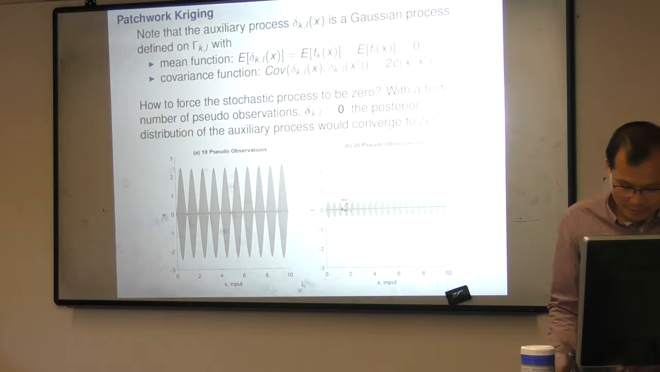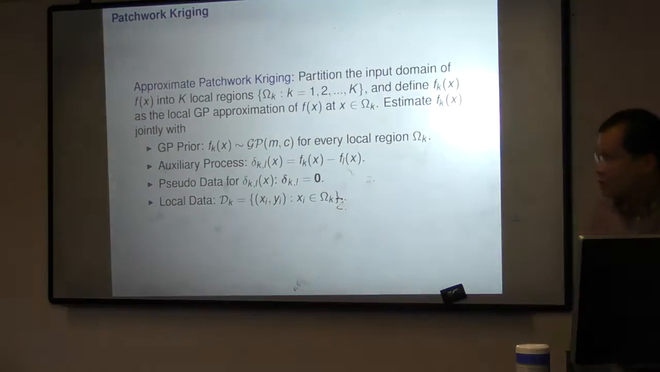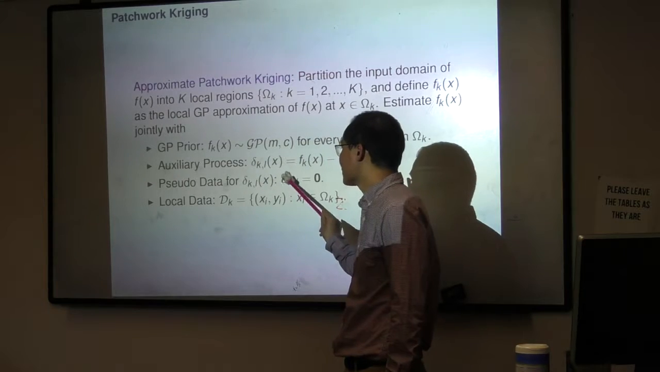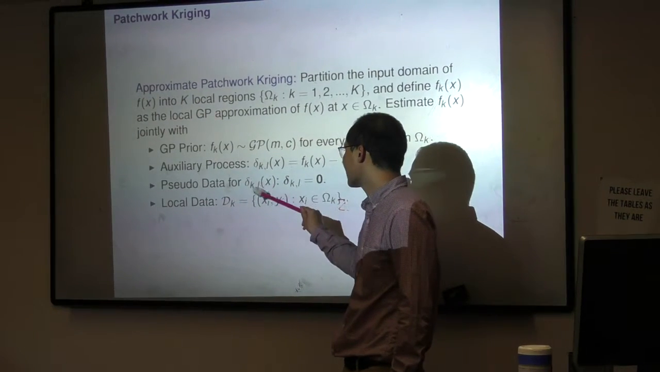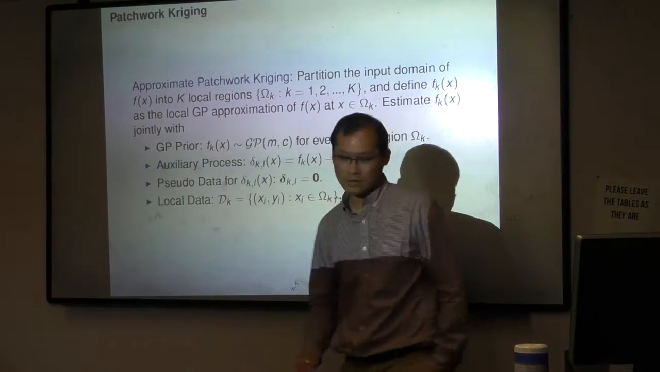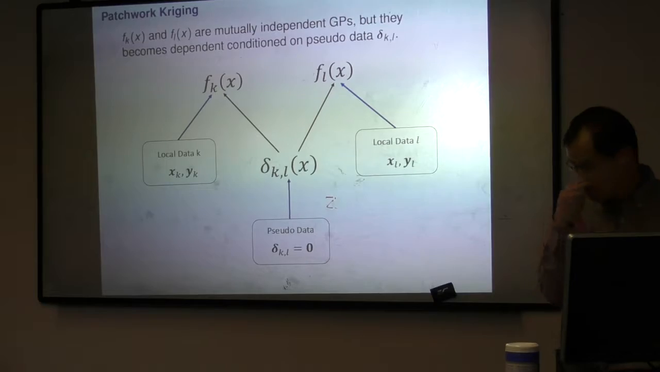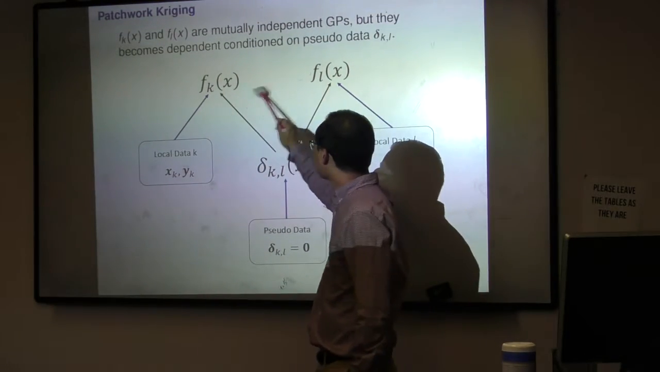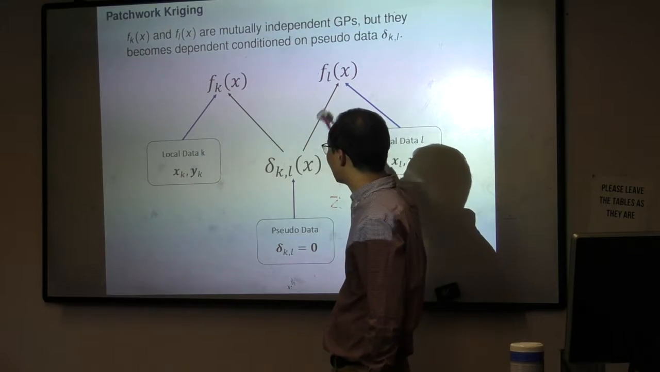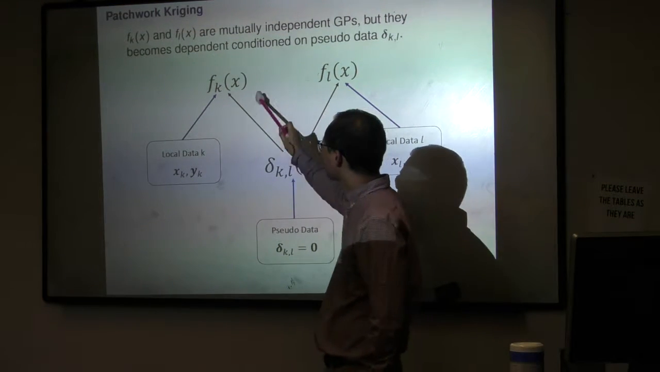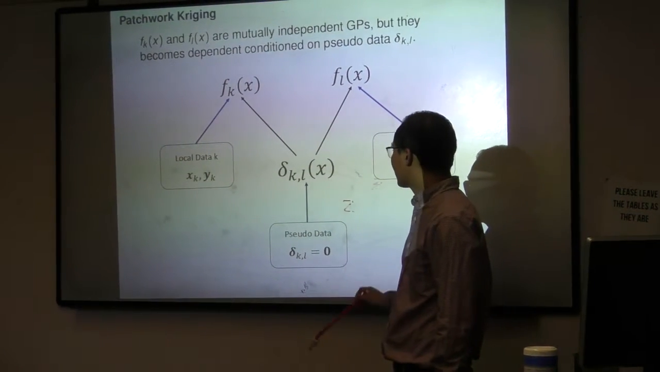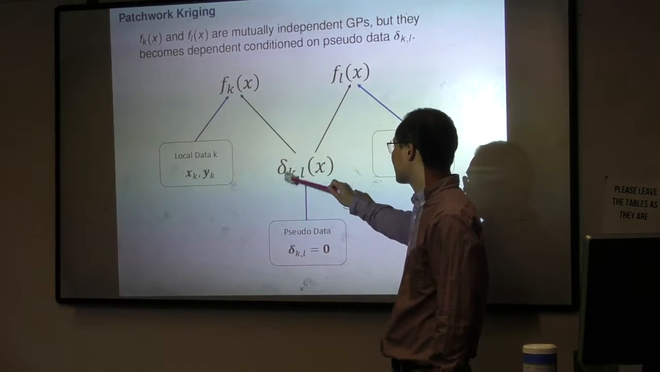Okay, sure. So then the approximate patchwork kriging: we have the GP prior, and we have the definition of the auxiliary process. We have the pseudo data from the auxiliary process, and that's actually the delta, and then we have some local data for this prior. So the overall correlation of the model is like this. You have the two local models, and your auxiliary process depends on these two local models at the boundary. And then you are learning this local model independently with the local data, but you also have some pseudo data about this auxiliary process.